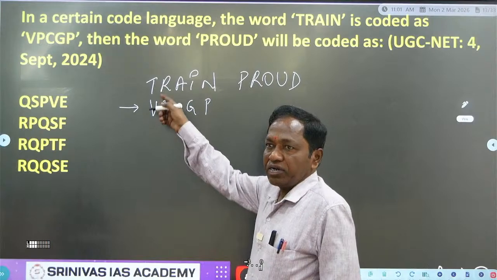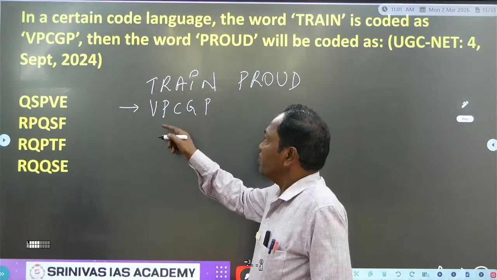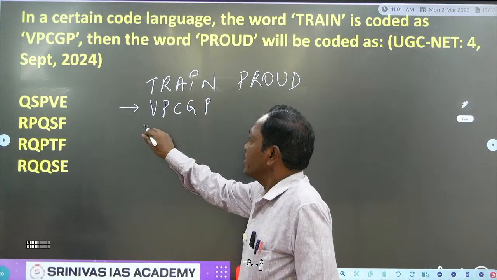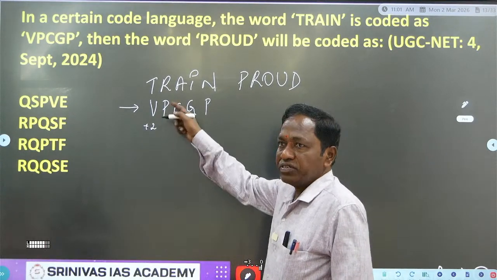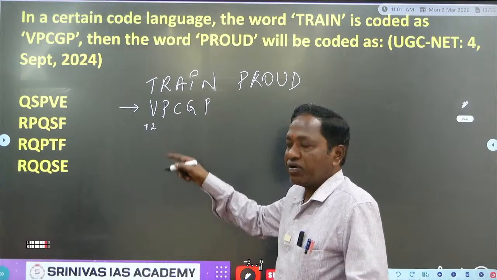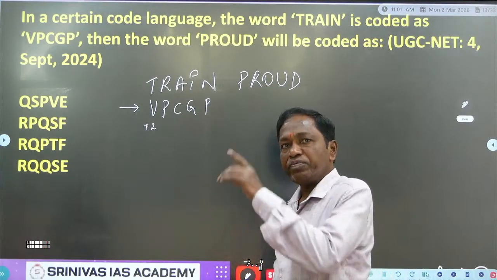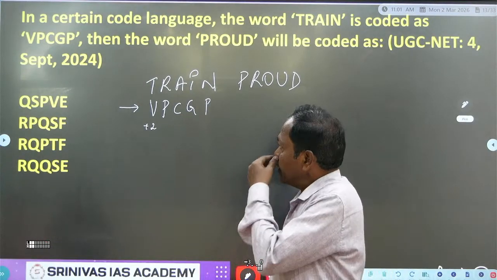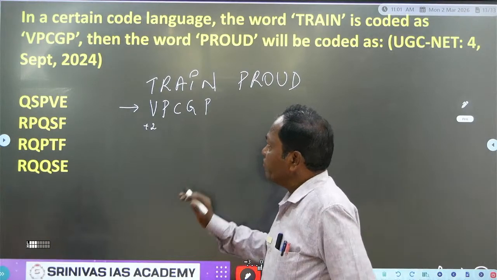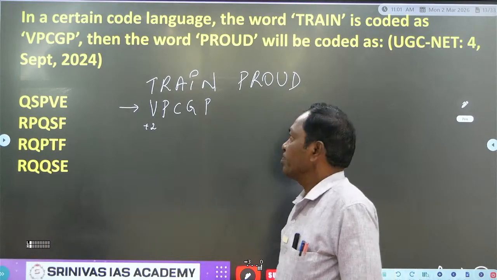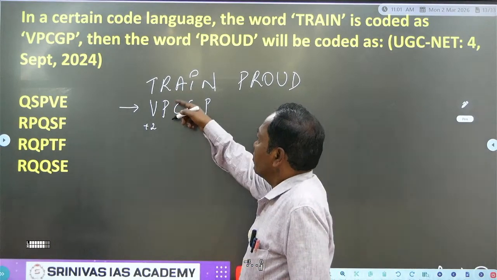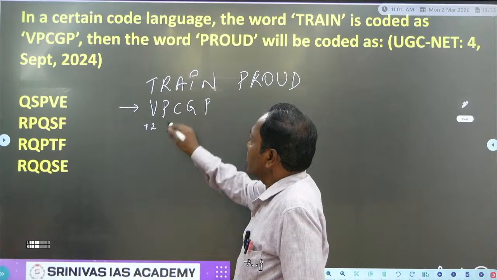T to V is a forward order. After T is what? U is the first letter, V is the second letter, plus 2. If you read from the top, always say that is forward order. If you read from the bottom, always think that is a backward order. Now we can see P, Q, R, minus 2.